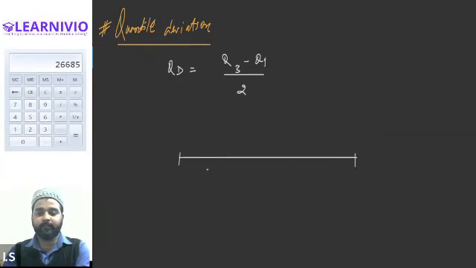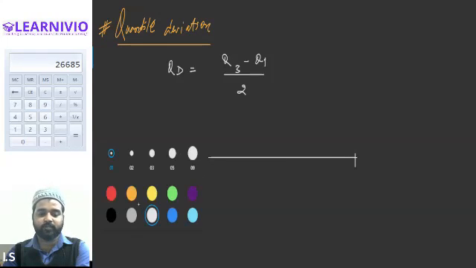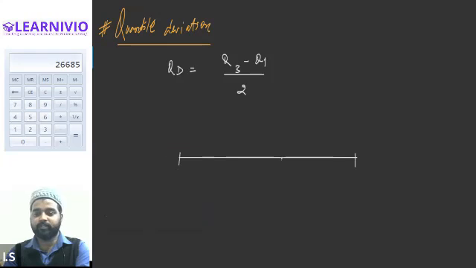Quartiles are values that divide the series into 4 equal parts. So let's suppose this line is a series, for example, and I want to divide this line into 4 equal parts. So how can I do that? It is very simple.